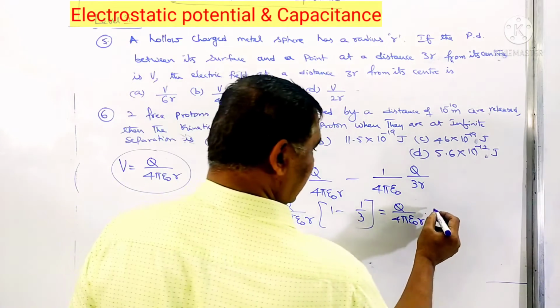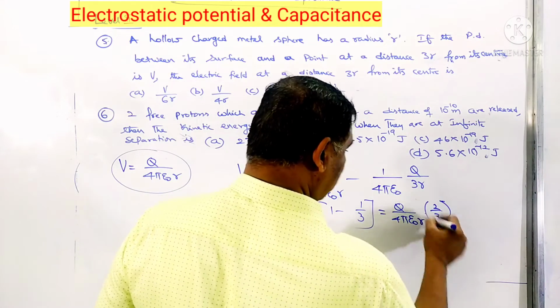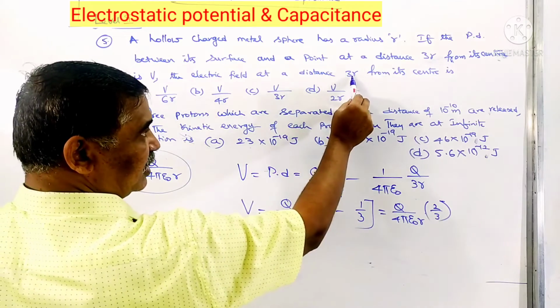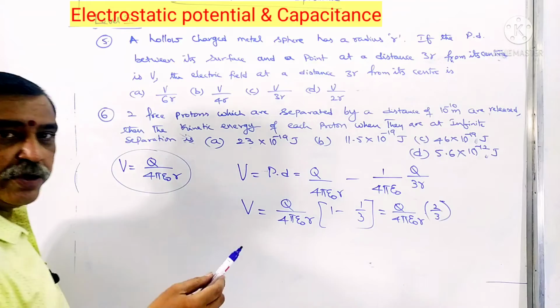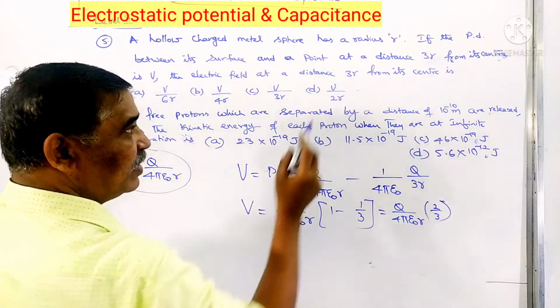1 minus 1 by 3 is nothing but, take LCM 3, 3 minus 1, you get 2 by 3. This is the potential difference between a point which is at a distance 3r and the surface. Any point to take on the surface. Now what is asked? Electric field at a distance 3r from its center.